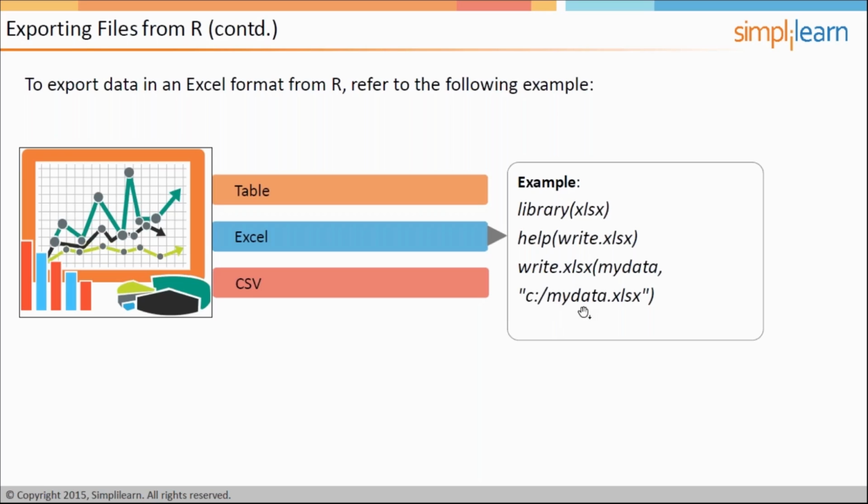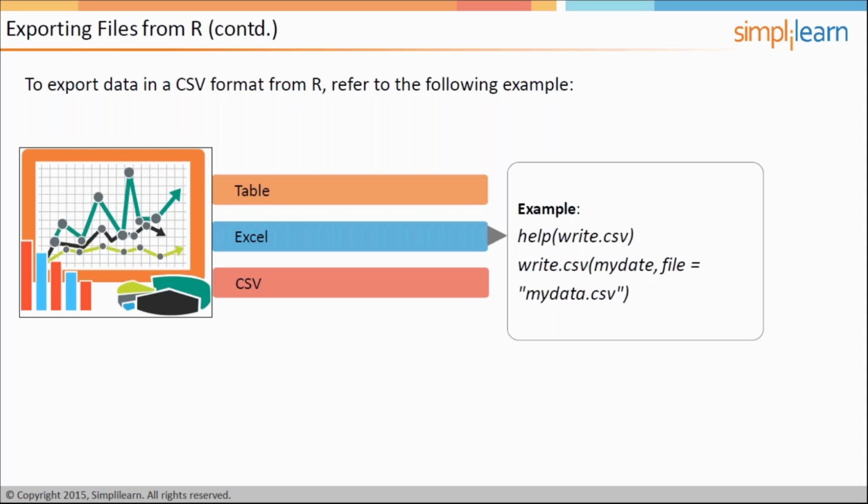Again, my experience is that CSV tends to work best, but if you get into R and spend time with it, you'll of course work out what's most comfortable and convenient for you. So write.csv, my data file equals mydata.csv would be kind of the preferred method for me.